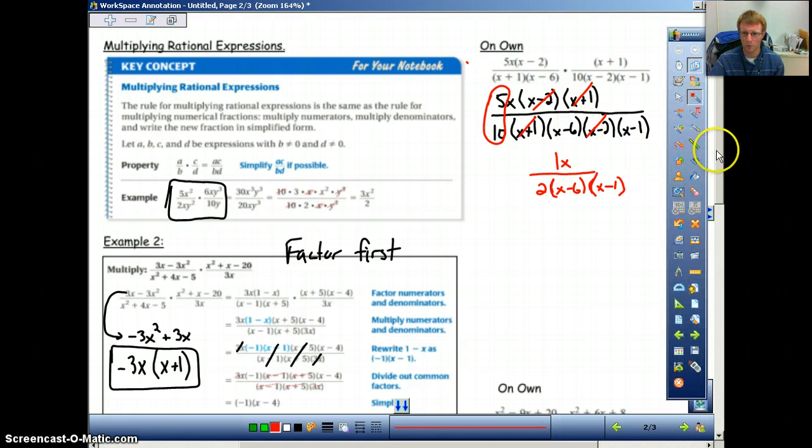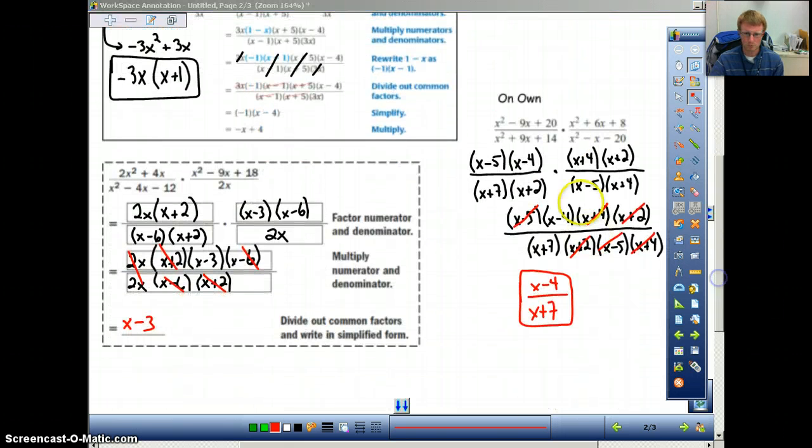Okay, so for the bottom one, we factor each one of these separately, so you have factors all the way through. Check those factors. I'm not going to go through and explain how we got those factors, but once we combine everything on top and everything on bottom, the x minus 5, x plus 4, and x plus 2 all cancel out, and we're left with x minus 4 over x plus 7.